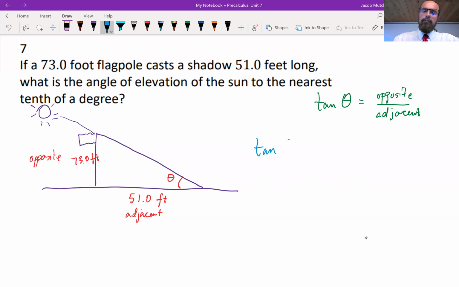Once I've got that selected, I'm going to set up my equation. Tangent of theta. So notice I'm just putting theta generically because that's actually what I'm trying to solve for, equals 73.0 feet divided by 51.0 feet. Once I have that equation set up, I can clearly see to solve this, I need to apply inverse tangent to both sides.